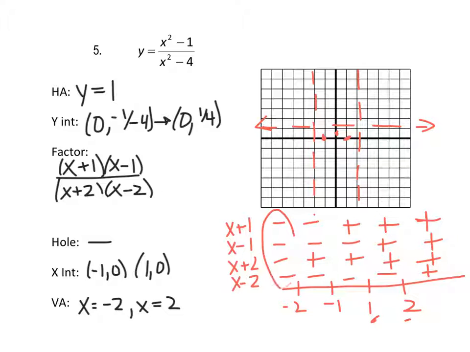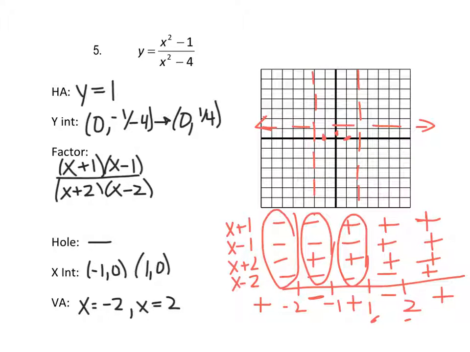Whew, that was a lot of work for this one. 4 negatives is going to make a positive. 3 negatives is going to be negative. 2 negatives is going to make a positive, negative, positive. So from the left, I need to be above my x-axis until -2.